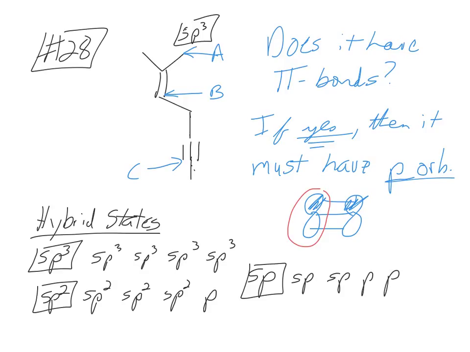What about B? How many pi bonds does B have? 1. So what hybrid state must it be? sp2. Right, because sp2 has 1 p orbital, which can make 1 pi bond. What about C? How many pi bonds does C have? 2. So what hybrid state must C be? sp.